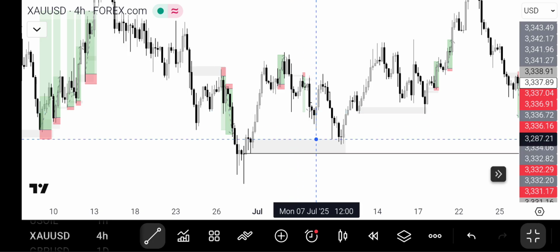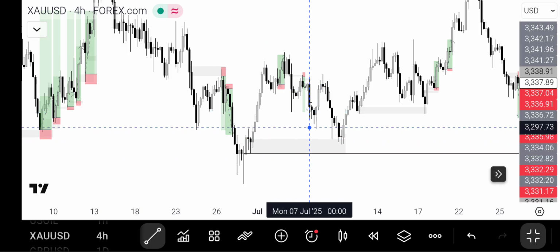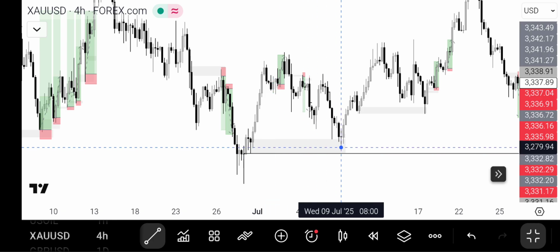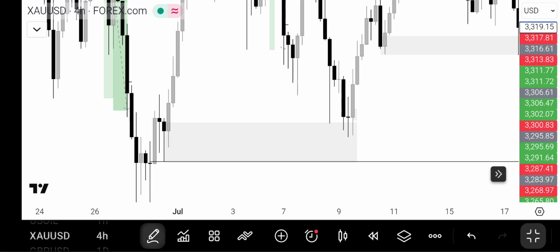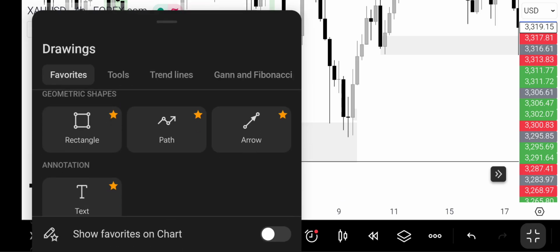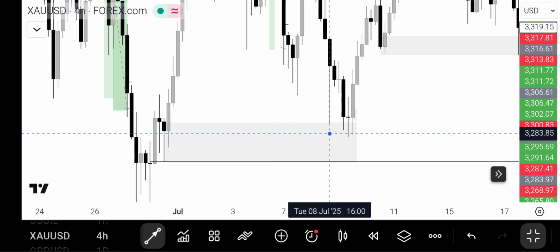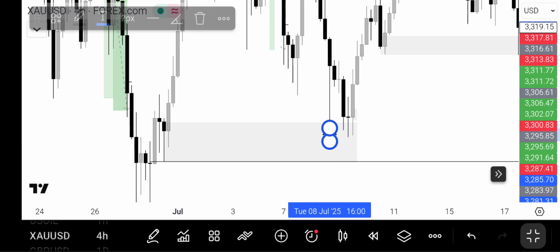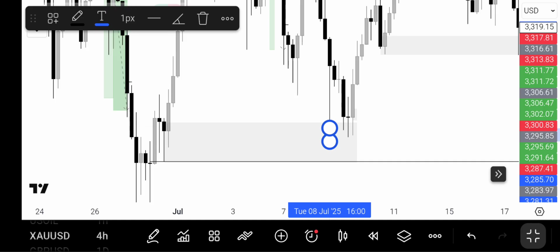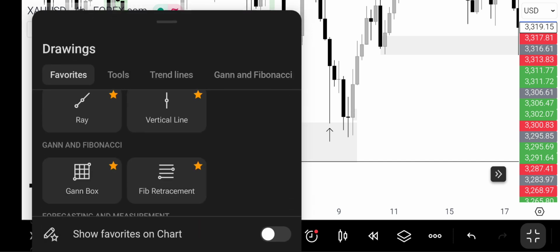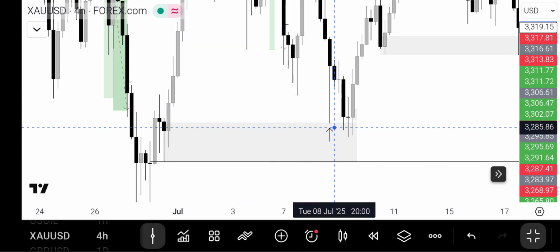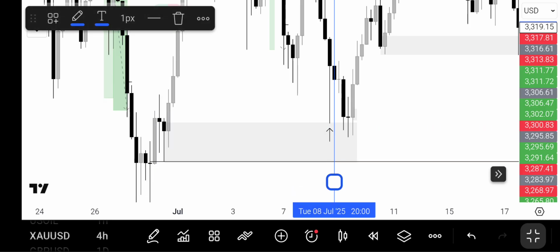Alright, then this other block. After it tapped into this other block, watch what's happened. This was where gold tapped into this other block. Let's mark it out, then go to the lower time frame so I could show you what I was saying. This was where gold tapped into the bias order block. Let me demarcate it.